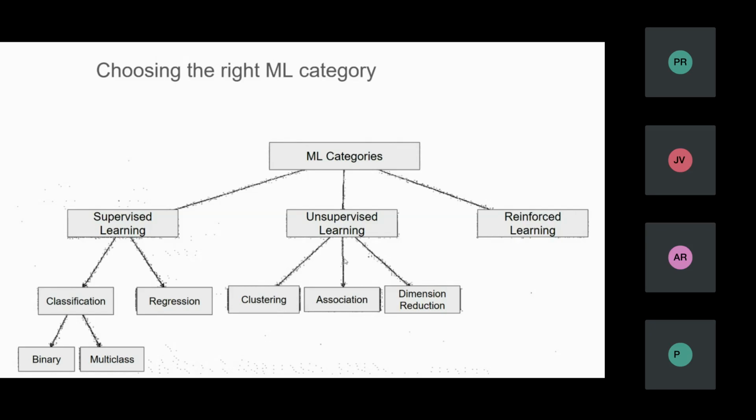In regression, we try to predict a continuous numeric value. For example, predicting the value of a house depending on the square foot area, the locality, and what grade the house is of.